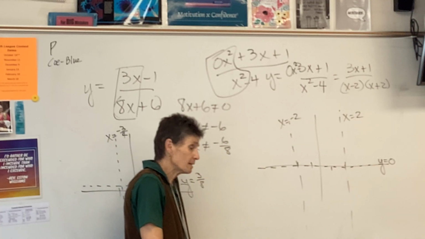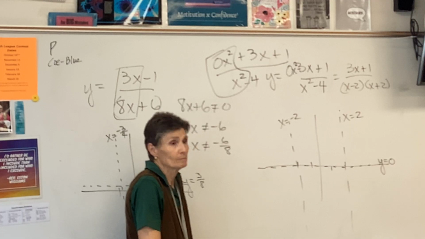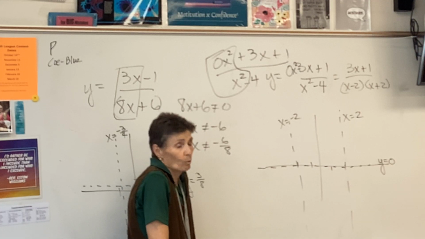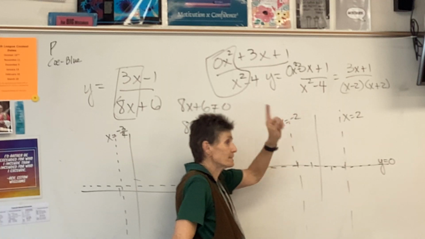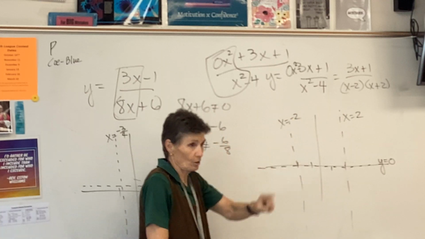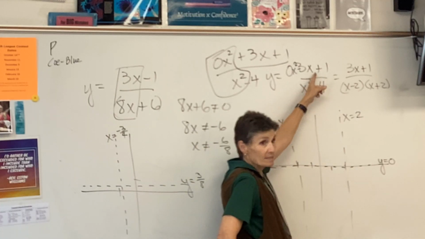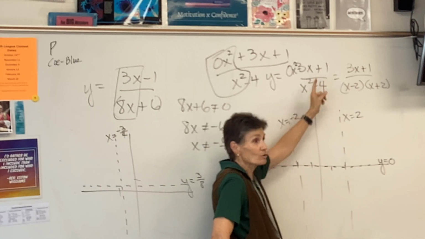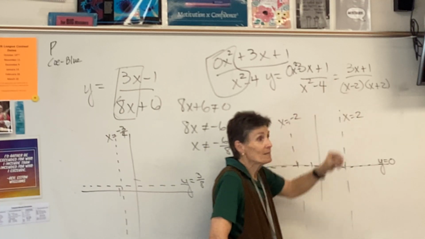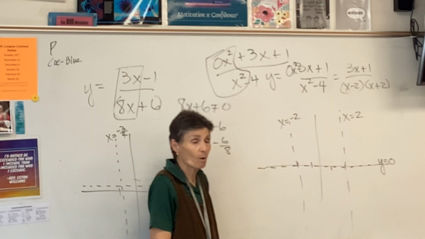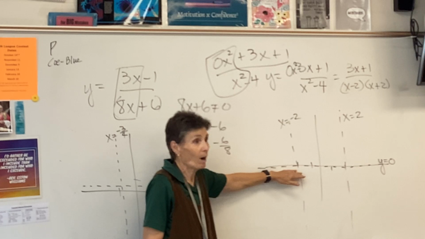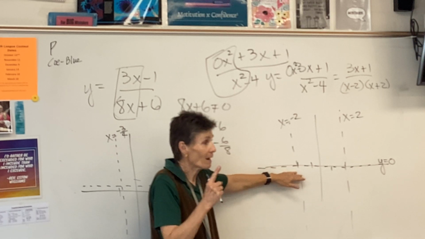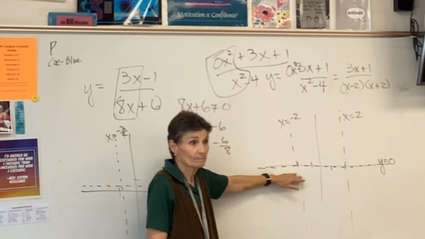One more piece of information I will give you. If the power on top is smaller, so this was x to the first, that's x squared, so the power on top is smaller, the horizontal asymptote will always be y equals 0. Always, if the power on top is smaller.